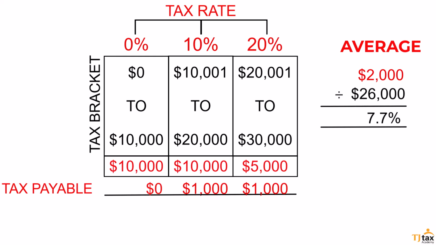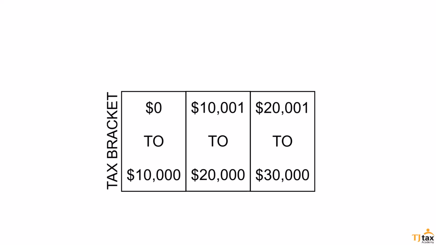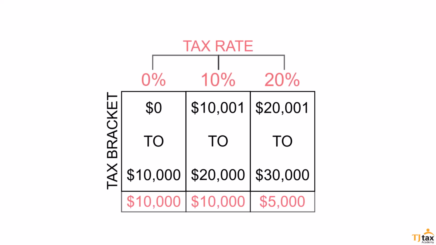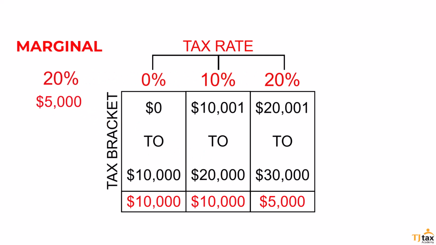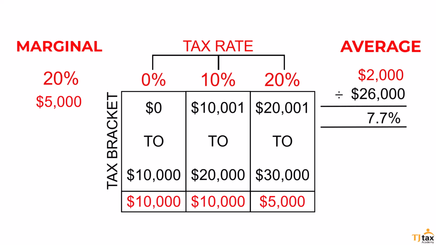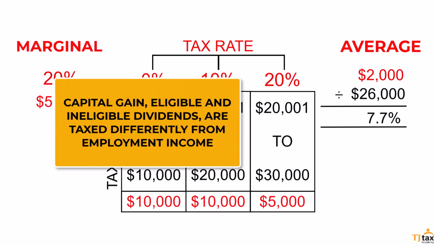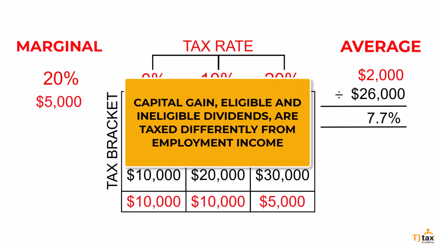So, to summarize, a tax bracket is the range of income subject to a specific tax rate. A marginal tax rate is the percentage at which income within a tax bracket is taxed. An average tax rate is the overall average rate at which your income is taxed and is calculated by dividing your total tax liability by your total income. Keep in mind, not all income is taxed the same. For example, capital gain, eligible and ineligible dividends, these types of incomes are taxed differently from employment income.